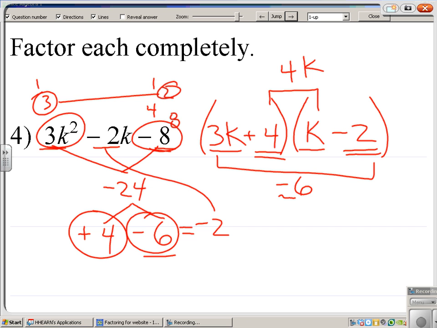Pretty slick, but we're dealing with pretty easy numbers right now. 3, negative 8. Going to be a little different story when we have numbers like 24 and 18. But we're going to get to some where the numbers get bigger and talk about that as well.